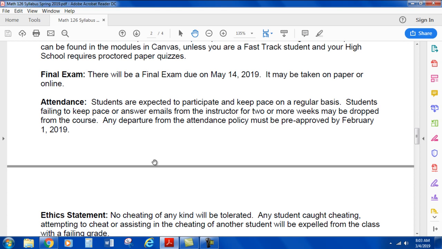Attendance, the students are expected to participate and keep pace on a regular basis. Students failing to keep pace or answer emails from the instructor for 2 or more weeks may be dropped from the course. I guess the February 1st thing doesn't apply since we start after that.